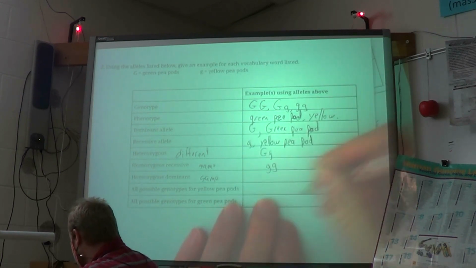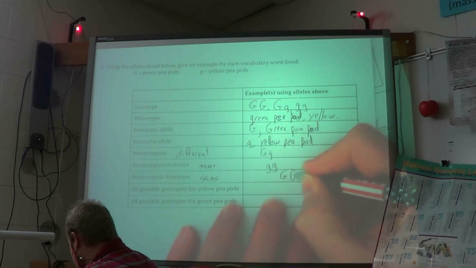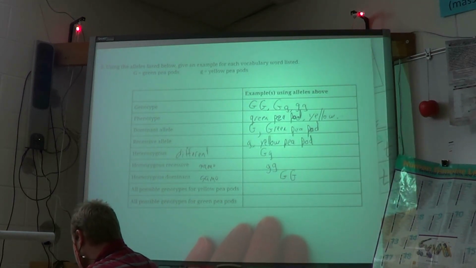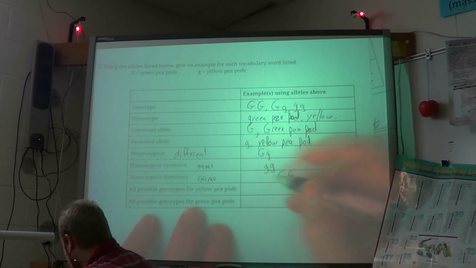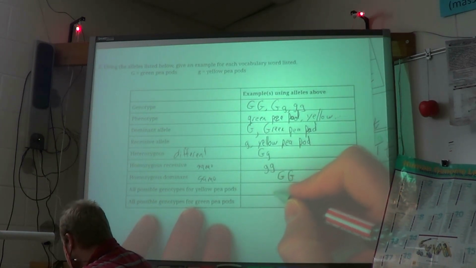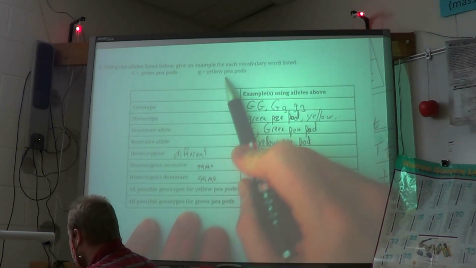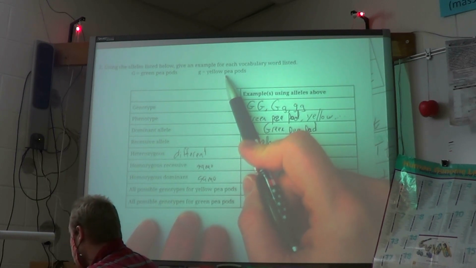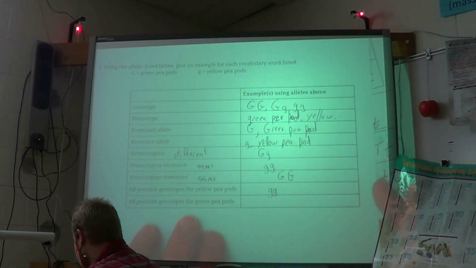For homozygous dominant, and dominant is big, so that'd be big G, big G. What are all the possible genotypes for a yellow pea pod? Little g, little g. Are there any others? No, it's the recessive allele. The only time we see the recessive trait is when there are no dominant alleles, so it has to be homozygous recessive, or little g, little g.